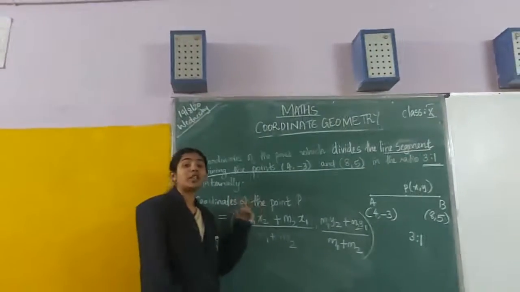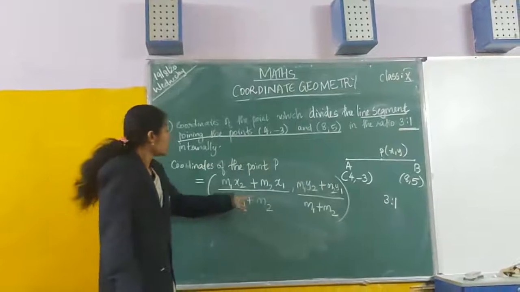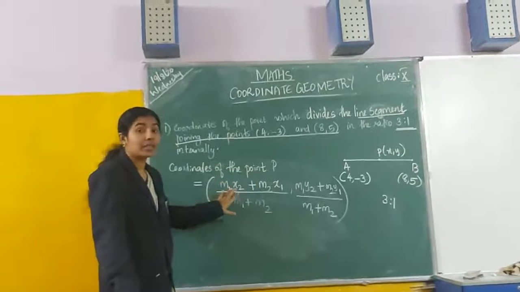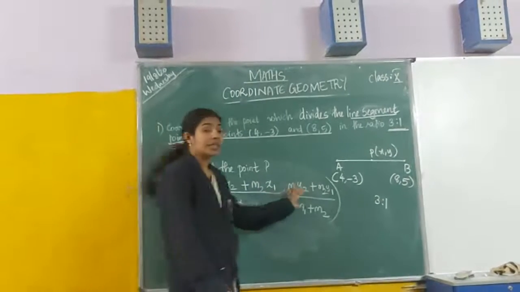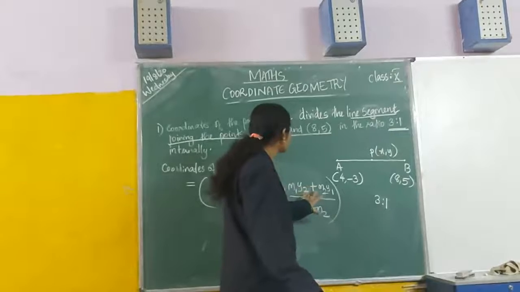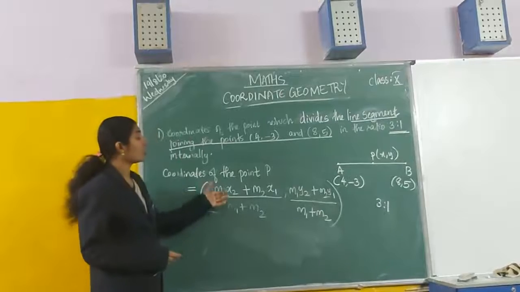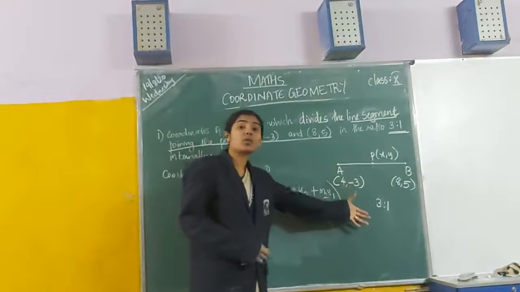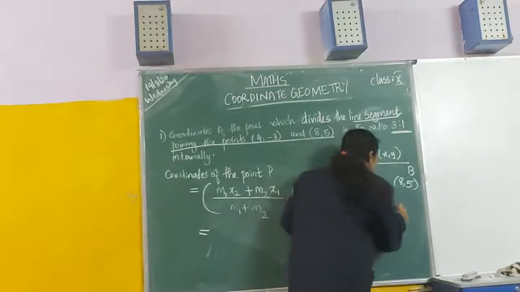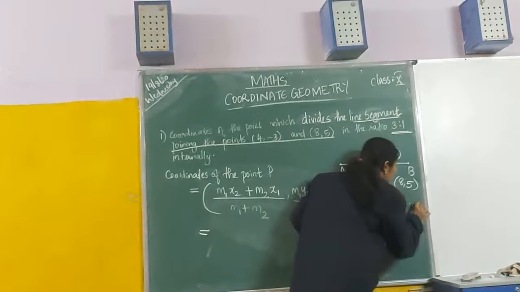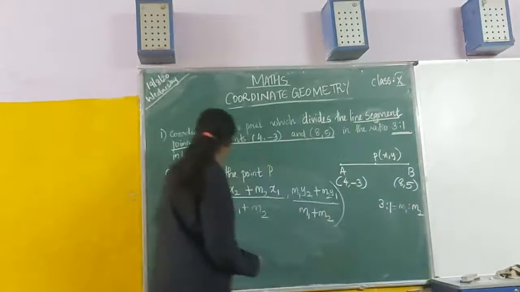See here, how to find the coordinates of the point P? By using the section formula. The x coordinate of the point is (m1 x2 plus m2 x1) divided by (m1 plus m2). And the y coordinate is (m1 y2 plus m2 y1) divided by (m1 plus m2). Now what you should do? Substitute all the values from these given points. So first, the ratio 3:1, that is m1 is to m2. So m1 equal to 3 and m2 is 1. So what you will get?